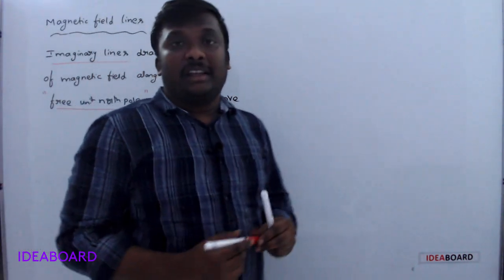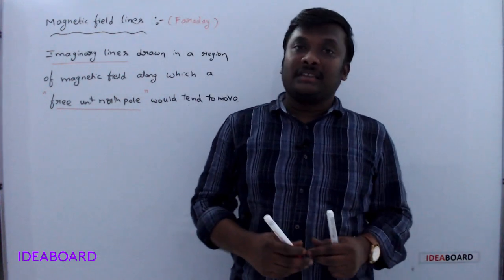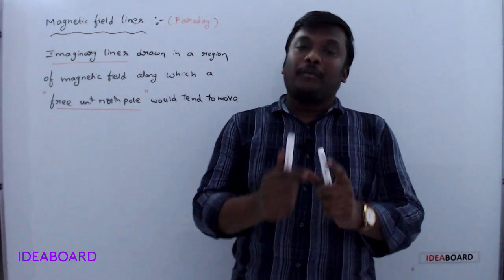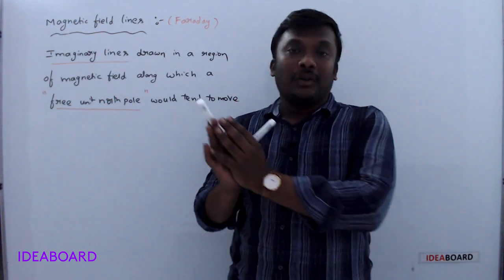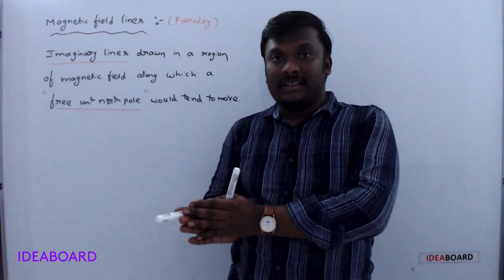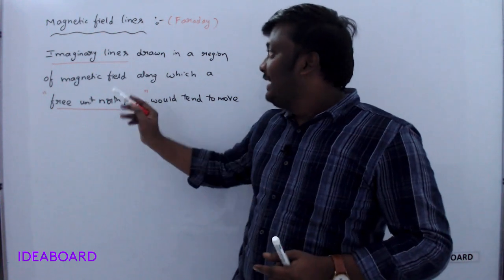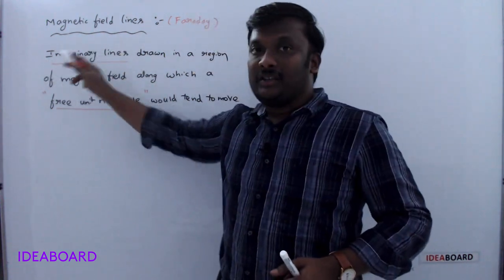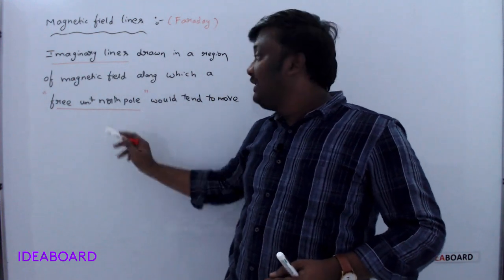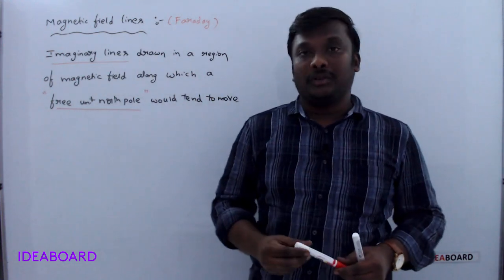Clear? In the previous section, we discussed that magnetic poles always exist in pairs. Individual poles do not exist. But here, what I considered are just imaginary lines. So imaginary lines are drawn with a unit north pole.